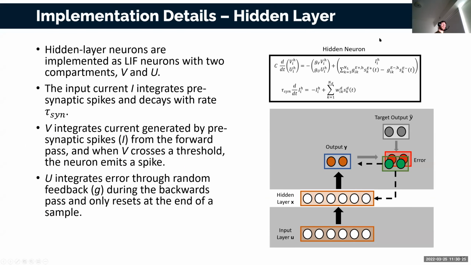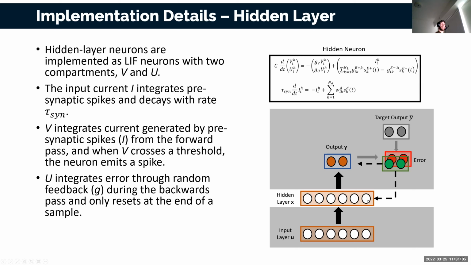For those interested, these are the specific equations for updating both the synaptic current and the neuron membrane potentials, as well as their error compartments. I'll quickly focus on V, your membrane potential, which is integrating feedforward information, whereas U is integrating your error information, which is your SEs that you see. SE represents whether your error neuron spiked. If a target and output neuron output don't match, it will induce a spike in your error neurons.